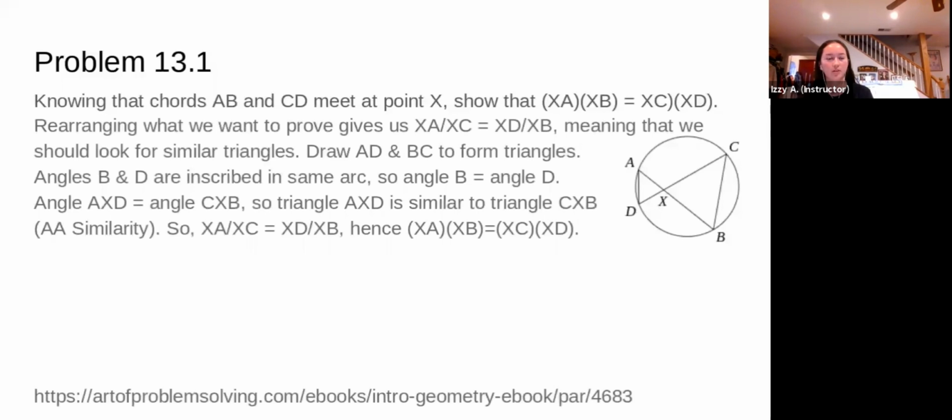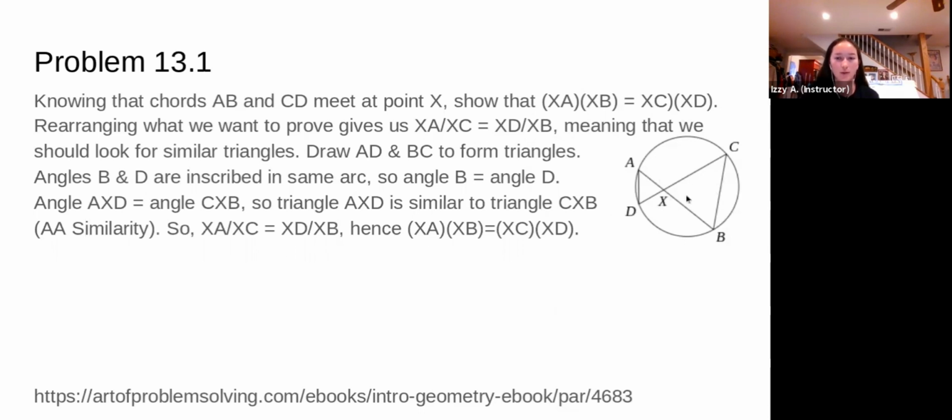So let's go over this problem. Rearranging what we want to prove, it's going to give us XA divided by XC equal to XD over XB. So you just rearranged the original two ratios that we were given. Once we rearrange it like this, it means that we should probably look for similar triangles. So then you would draw AD and BC to form two different triangles.